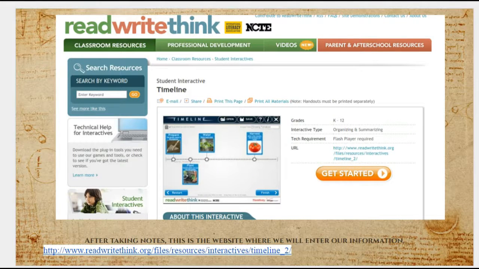When we have everything organized, we are going to take our information and our drafts, and we're going to come to this Read, Write, Think site, and this will provide us with a place to organize our timeline. It also allows us to print it and add the appropriate graphics to it.